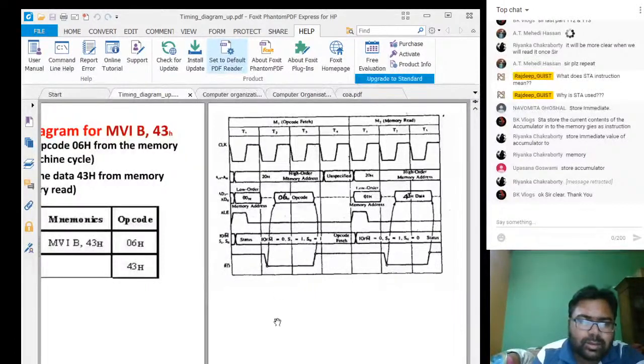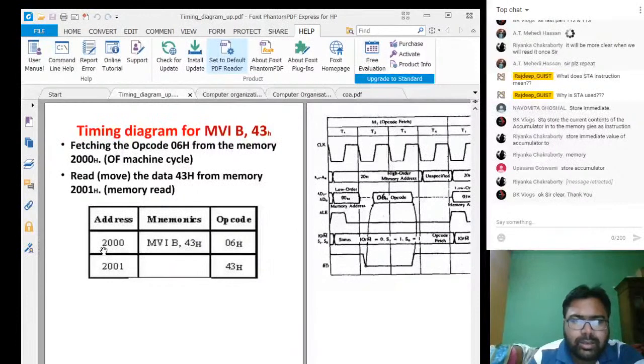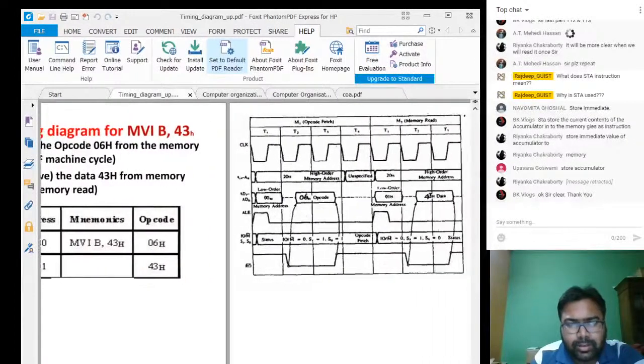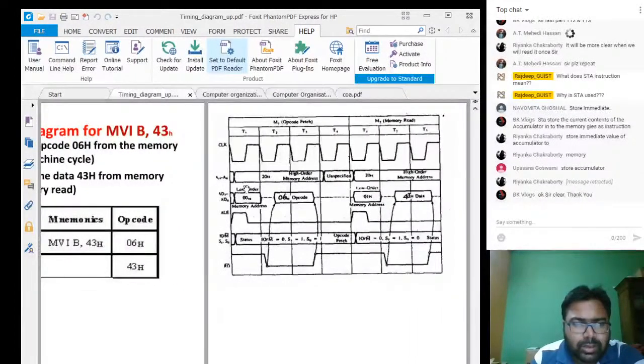So first we are assuming that it is in memory address 2000 and 2001. So first 2000 is storing the opcode, whereas 2001 is storing the operand. Okay, so here these things are same only. The higher order is placed in A8 to A15 and the lower order is placed in AD0 to AD7.